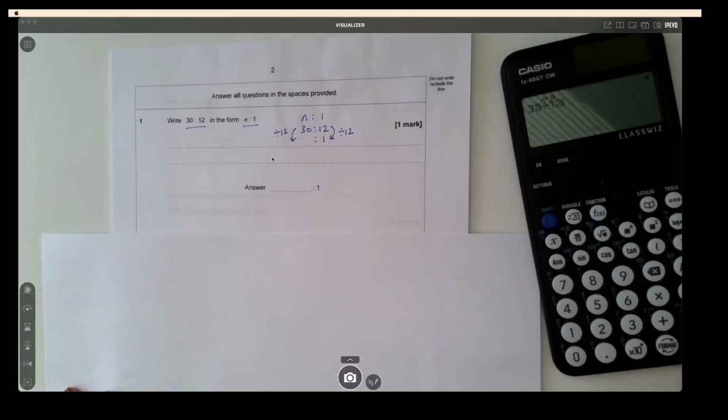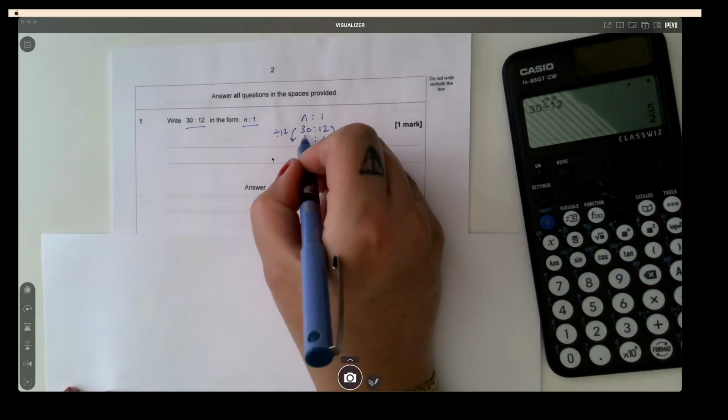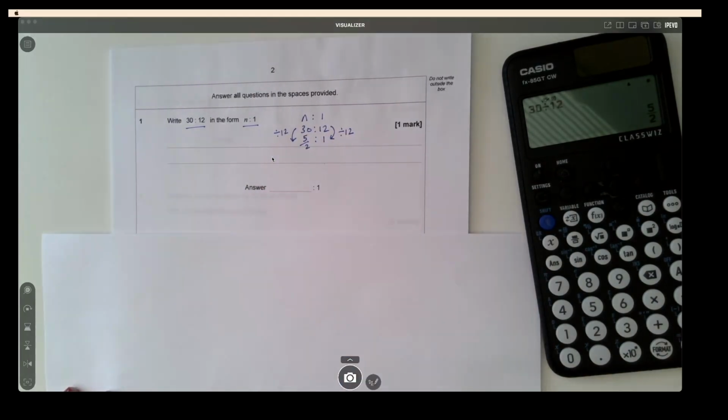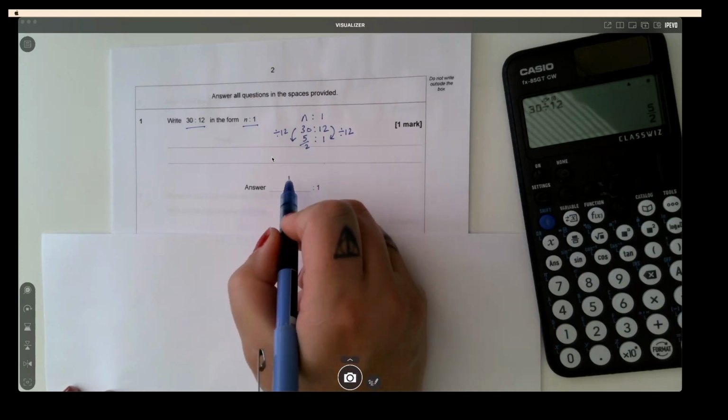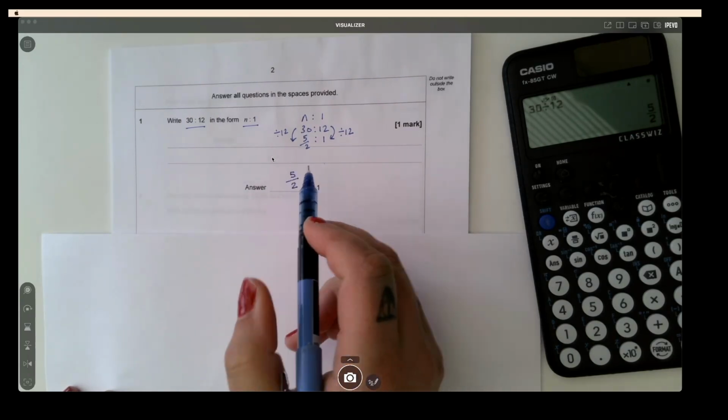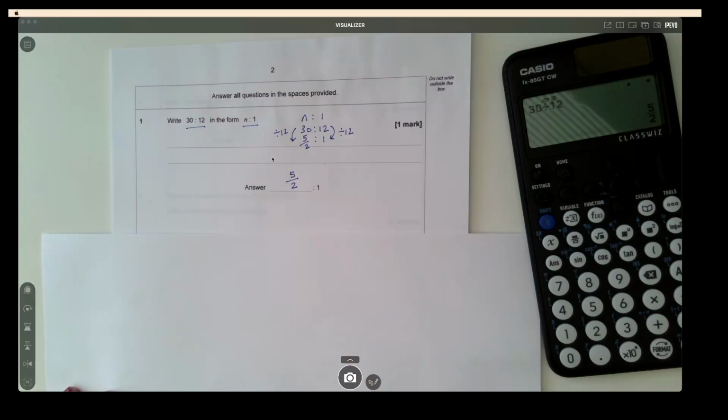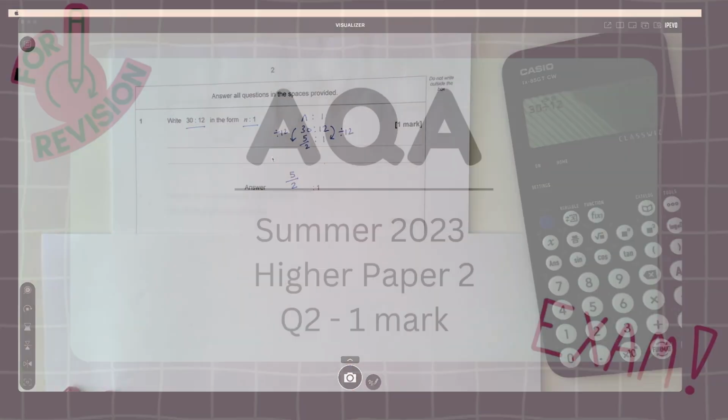30 divided by 12 is 5/2. This is the only instance when you can have a decimal or a fraction value inside a ratio when you're simplifying to this form. So that missing value there is 5/2. It doesn't state whether it wants it as a fraction or a decimal, so we're good to go with that.